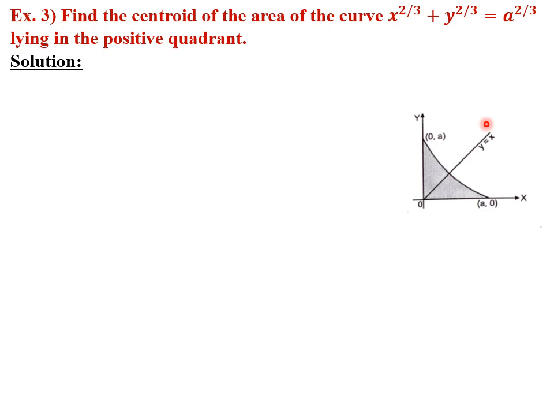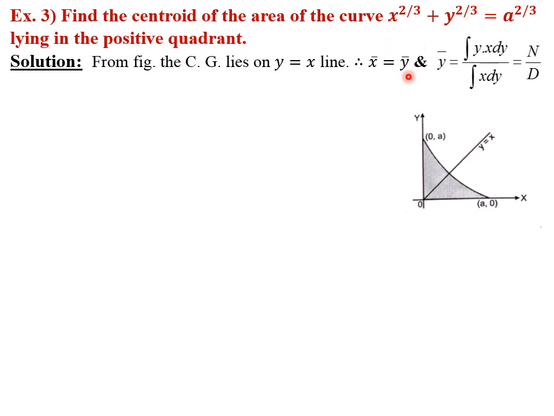Remember this, guys: in almost every example, the center of gravity for any area always lies on its axis of symmetry if it is symmetric about some axis. So according to the figure, here also the CG lies on the y equal to x line. And if it lies on that line, then x bar must be equal to y bar, and in that case we don't need to find them both. We can find out only one of them.